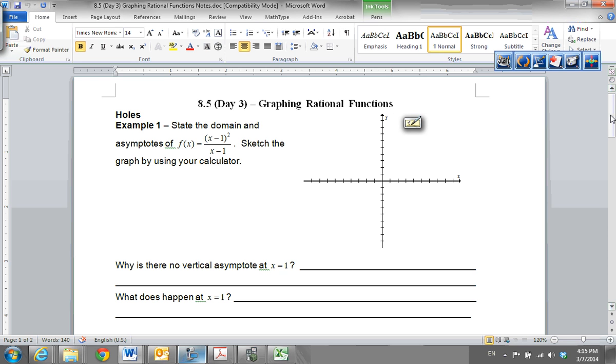All right, boys and girls, spring break's coming up real quick here. So our third day of graphing rational functions.